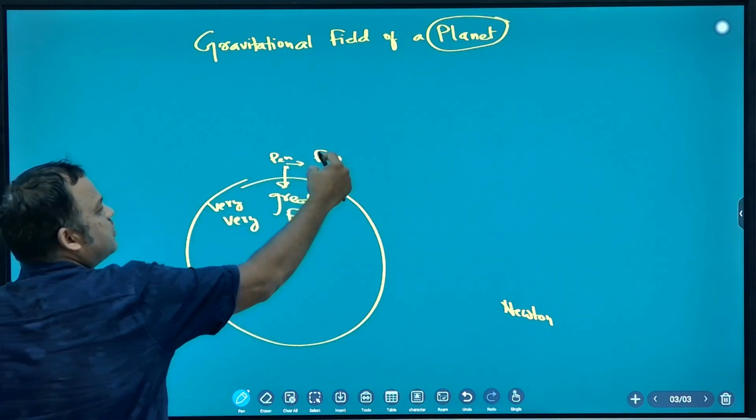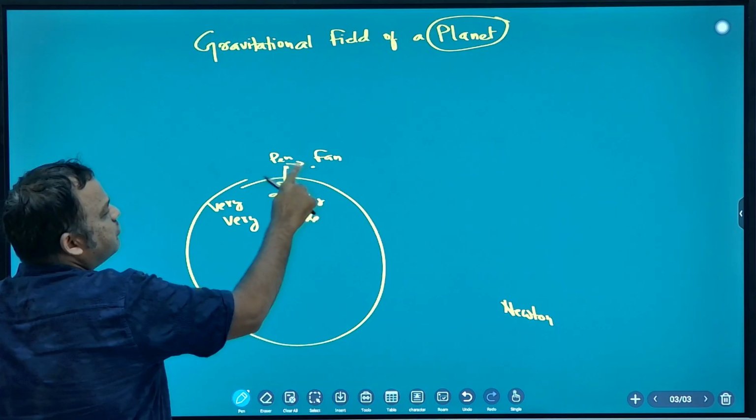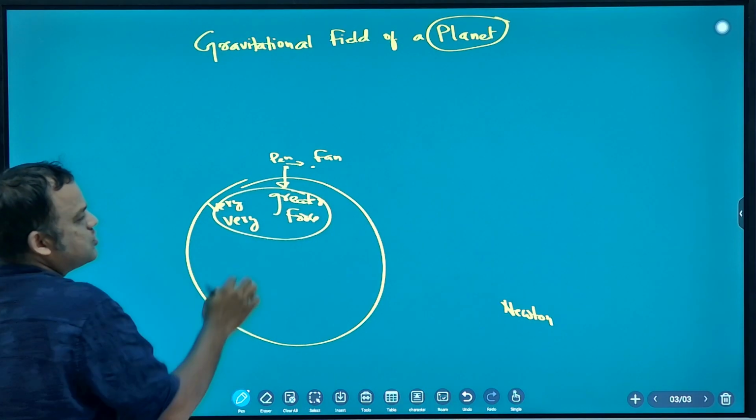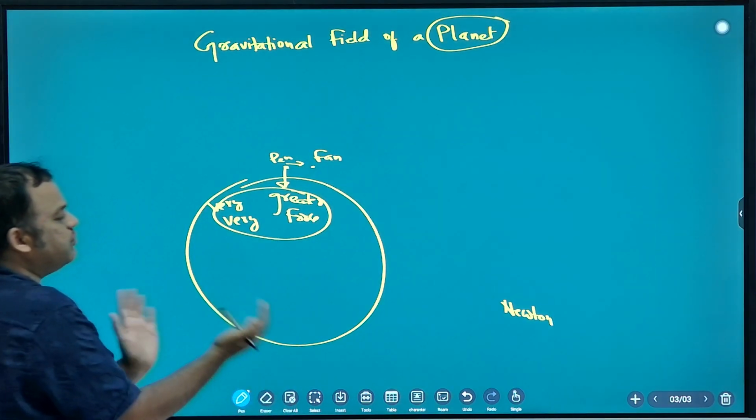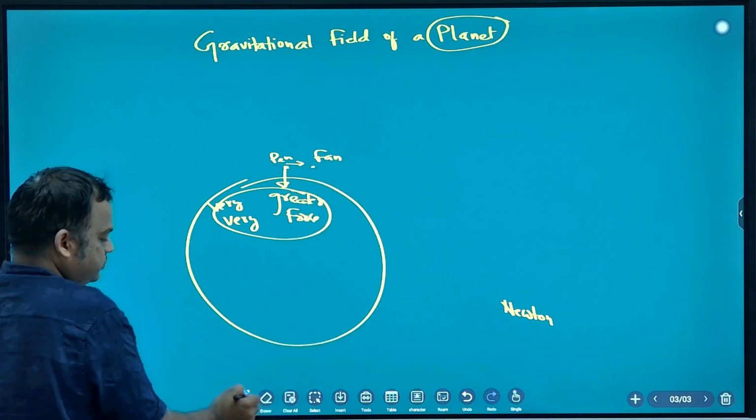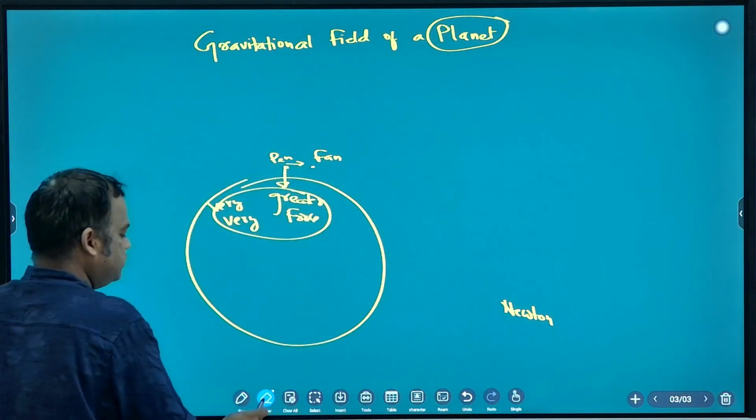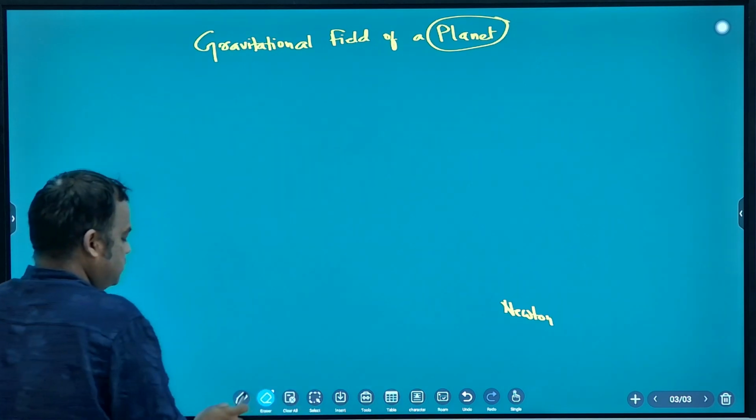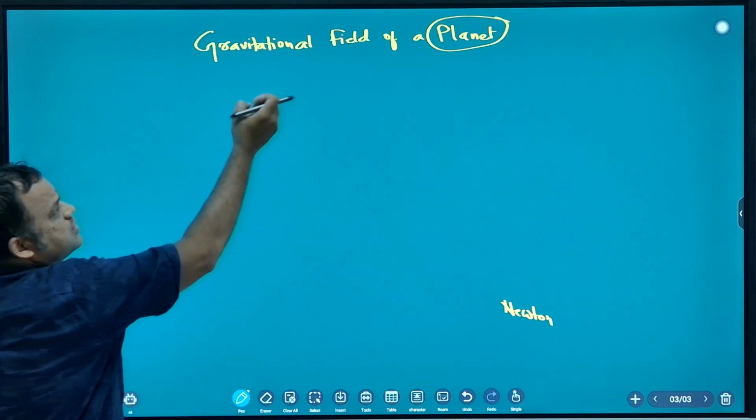Okay, so this fan is also pulling this pen, but that force is very less as compared to gravitational force of Earth. Okay, Earth is very massive. Mass is more. So planet is a very big object. Okay, so the gravity of planet is very huge.